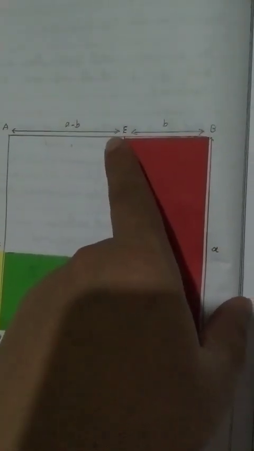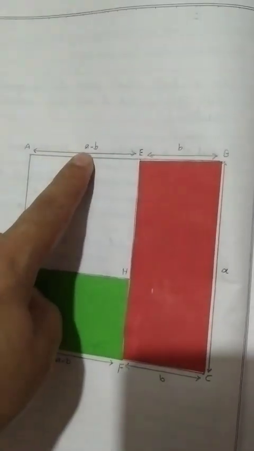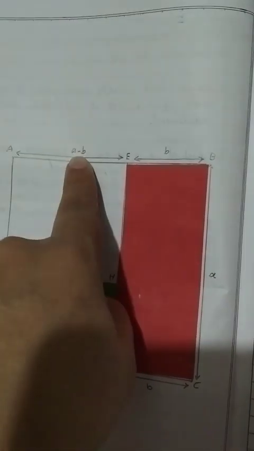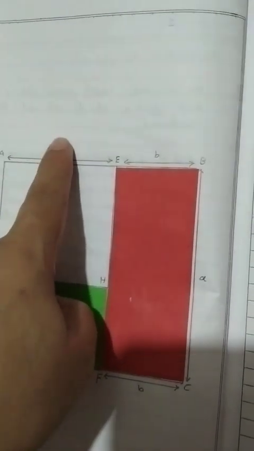So from E to B, this is one name. EB is a line, okay? And from E to B, we can say the size is B. B means it can be any number. The line is AB. The size is B. A minus B means the total is A, and we take away this amount B. Suppose this is 15 centimeters and this is 5 centimeters, this one means 10 centimeters. 10 centimeters means the total, 15, minus B, which is 5.